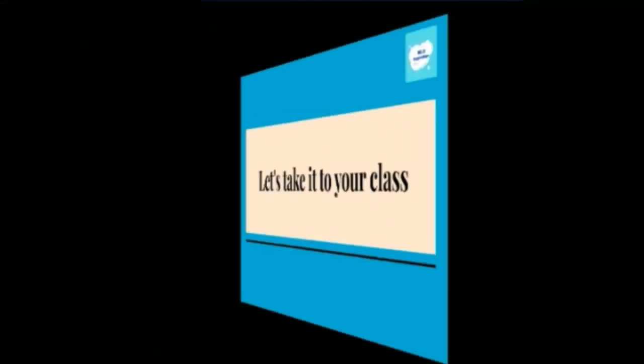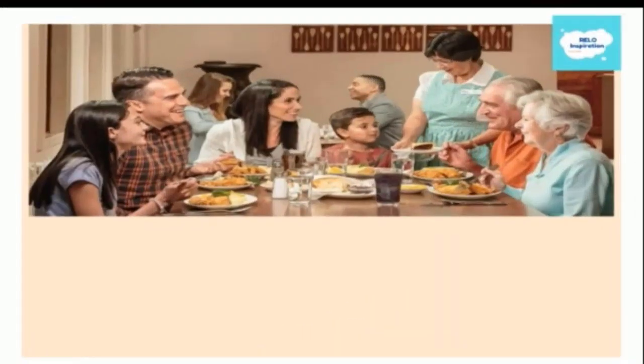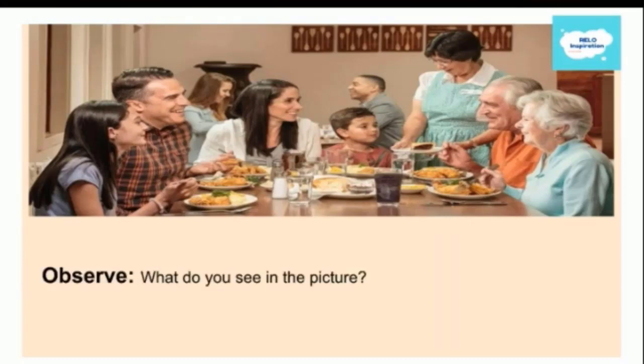Let's take it to the class now. Here, I want you to have a look at this picture. And the very first thing you are going to do is observe. What do you see in the picture? Ask your students to describe what objects they see on the table, the clothes the people are wearing, the types of food they are eating. So here in the observe step, we are looking deeper. We are looking twice. We are putting on our super eyeglasses to see the details and to observe more details in the picture.